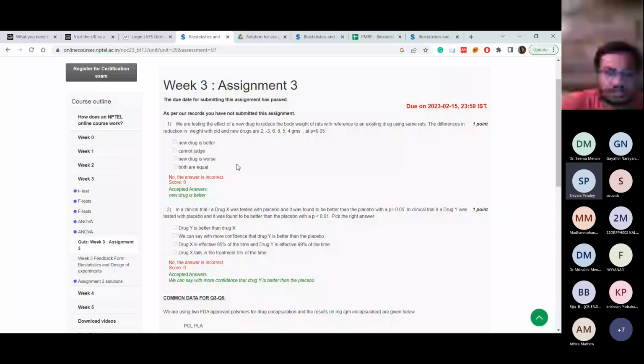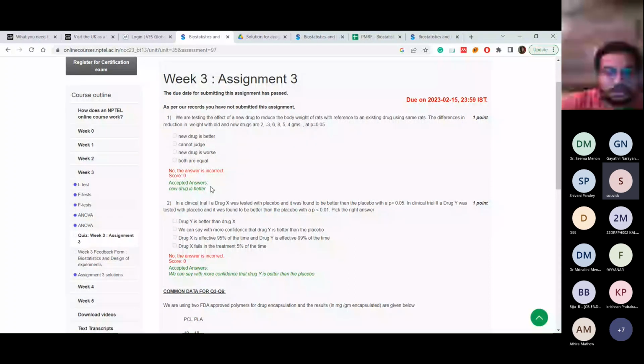So from your end, please explain this question to us. All of us are clearly confused with the options given. And please explain what would happen if the new drug were better, or worse. Yes, sir, definitely.